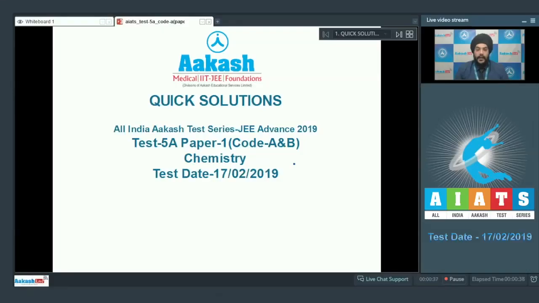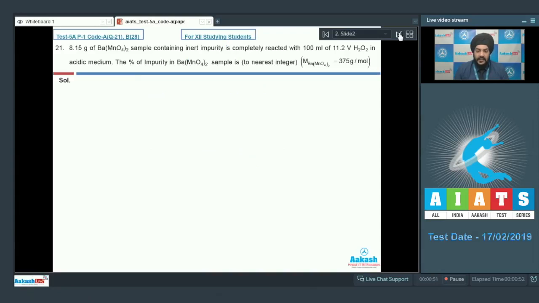Hello everyone, today we'll be looking at some quick solutions to the chemistry section of All India AIATS Test Series JEE Advanced 2019 Test 5A Paper 1 Code A and B. So let's start with the first section. This section contains 8 questions. The answer to these questions is in the form of a single digit integer. So let's start with question number 21.